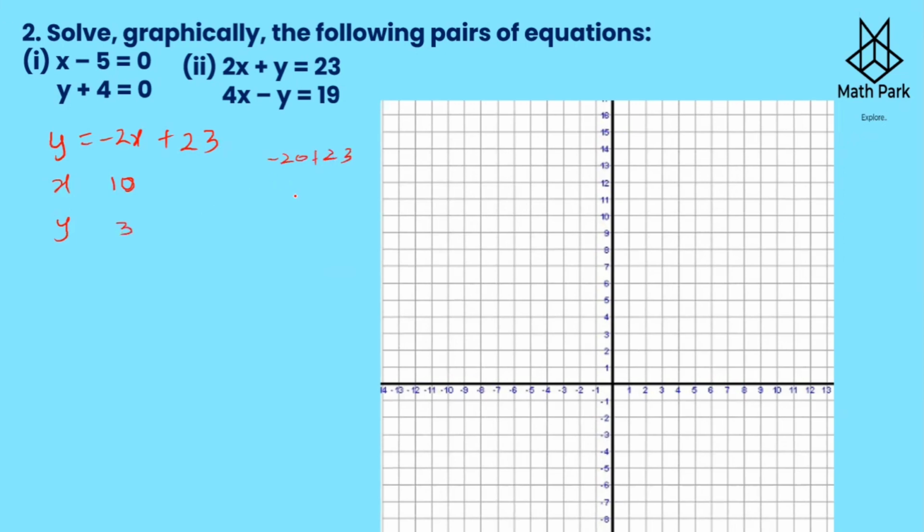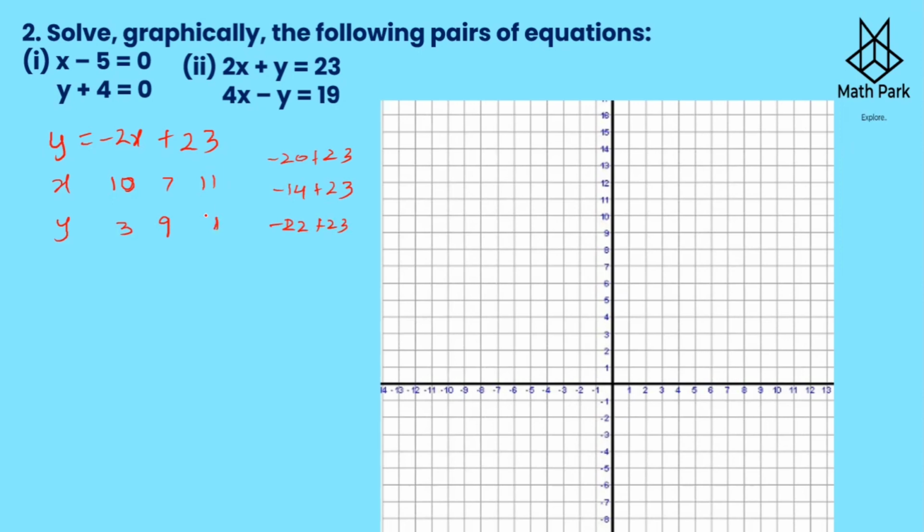If you take x is equal to 7, 7 twos are minus 14 plus 23. 23 minus 14 is 9. If you take x is equal to 11, 11 twos are 22, so minus 22 plus 23, which is going to be 1. So 3 points we have taken.